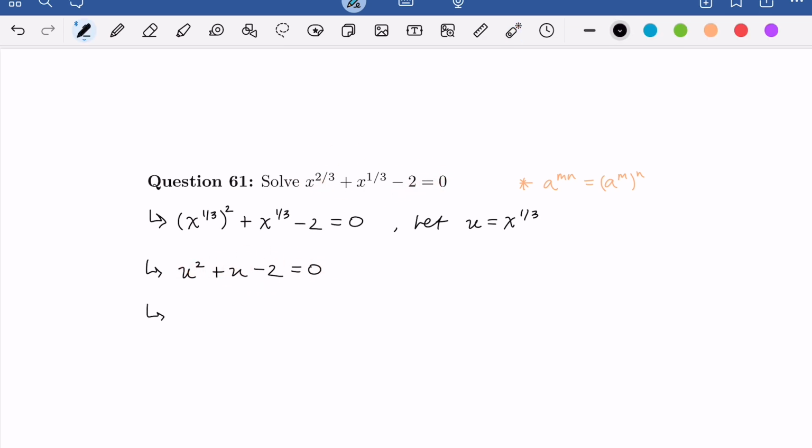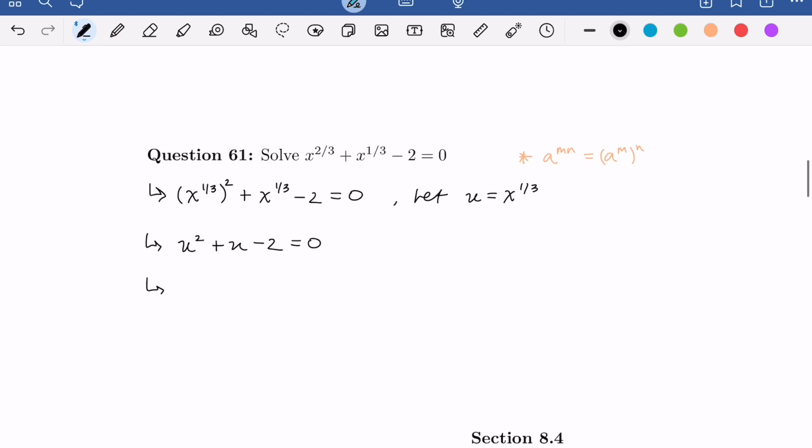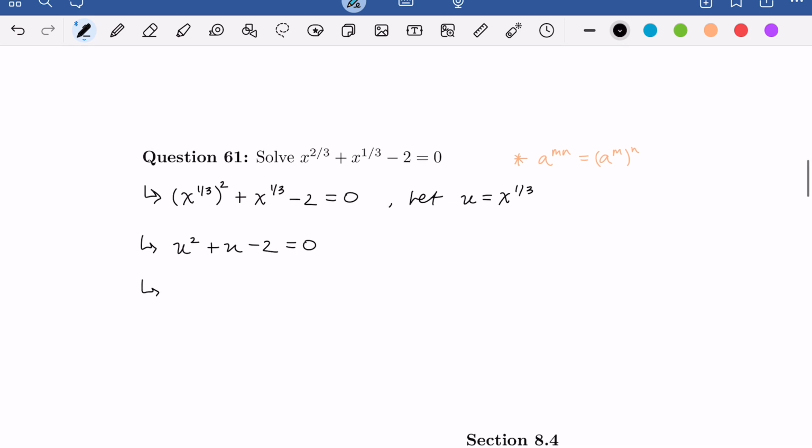Now what we'll do here is factor and then use our zero factor property to solve this guy. Well, we can factor this quadratic equation. This is going to be u plus 2 times u minus 1. Using our zero factor property, this means u is going to be equal to negative 2, and then u is going to be equal to positive 1. But we have to be careful, this is not our final answer, because we said u is equal to this.